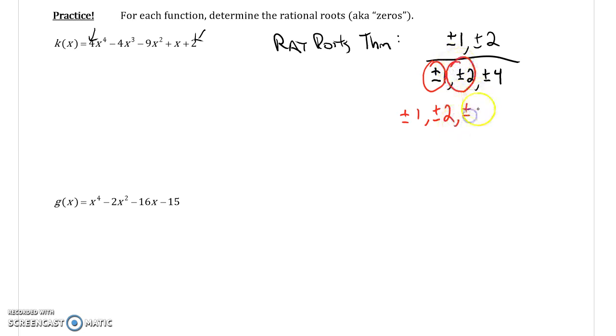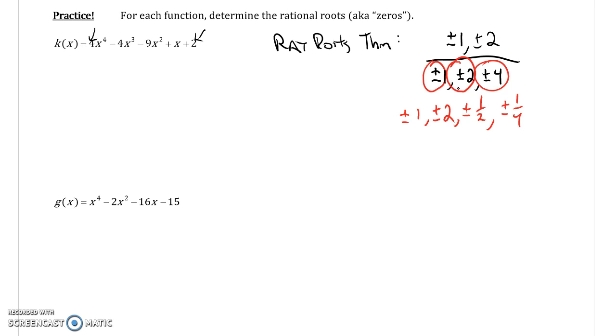This is going to give me some fractions. Plus or minus 1 half, 1 over 2. Plus or minus 2 over 2 is really just plus or minus 1, so I don't need to write that one down again. And then last, I'm going to use 4 as my denominator, so I have plus or minus 1 over 4, and then plus or minus 2 over 4. Well, I already got those with plus or minus 1 half. So these are my possible rational roots.